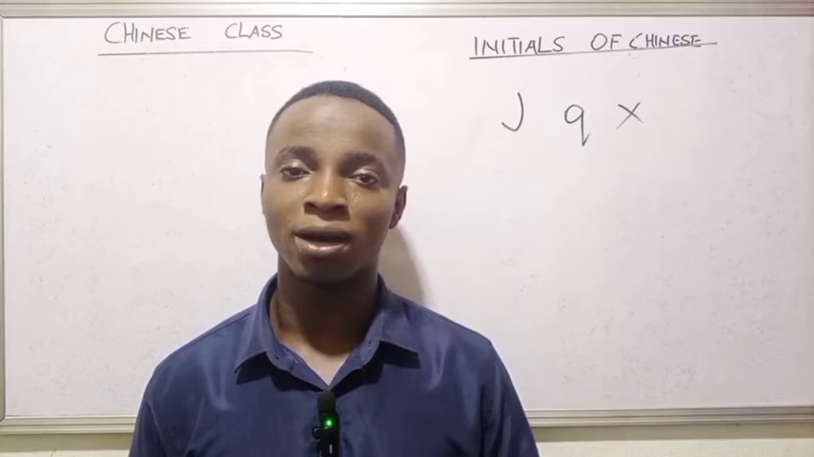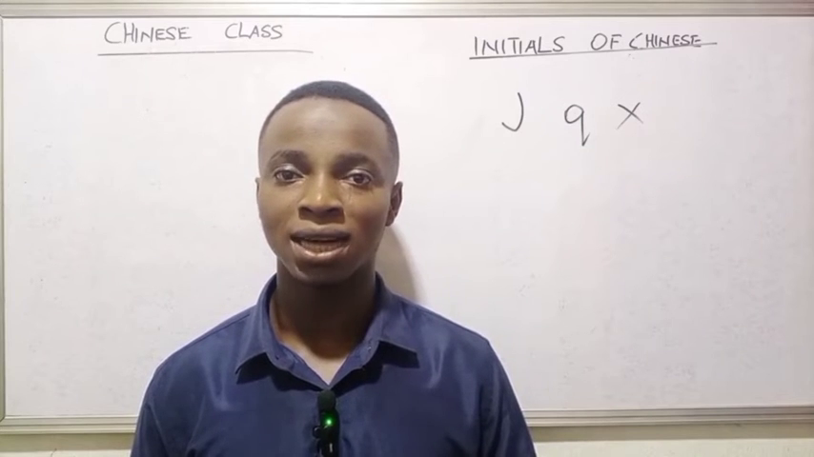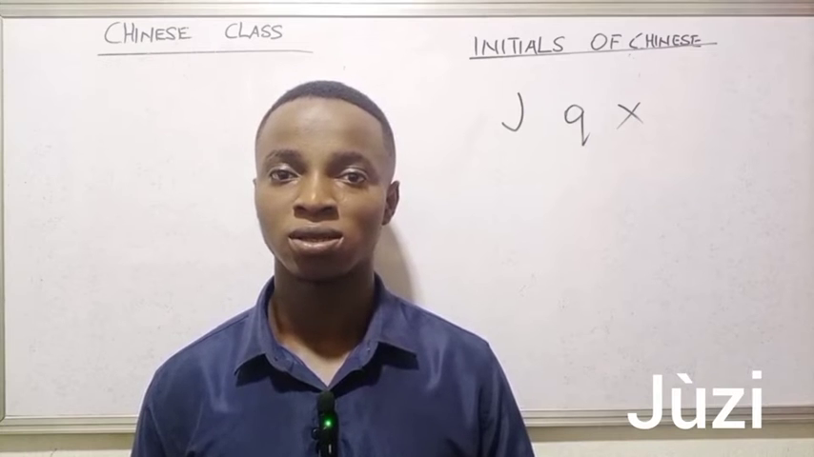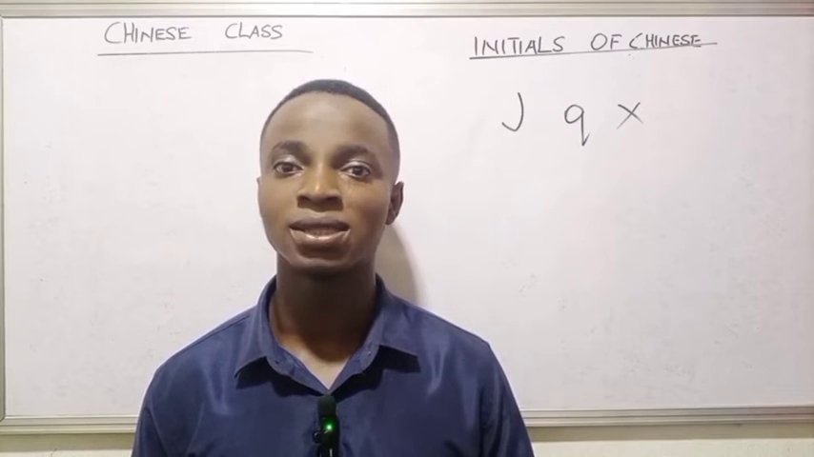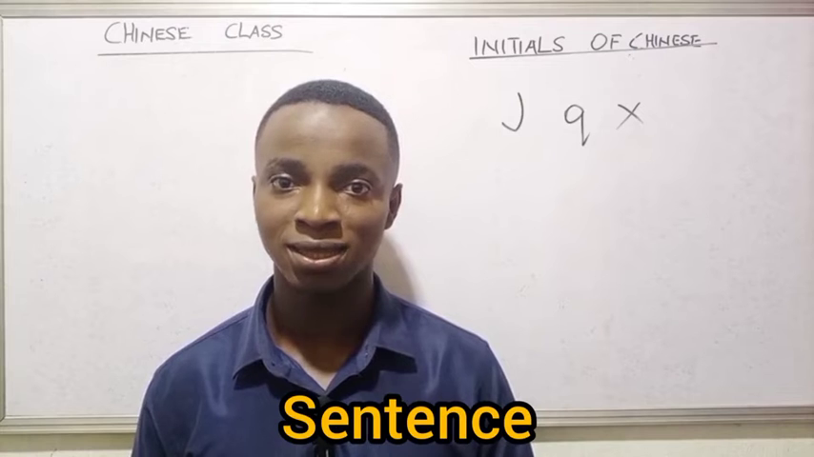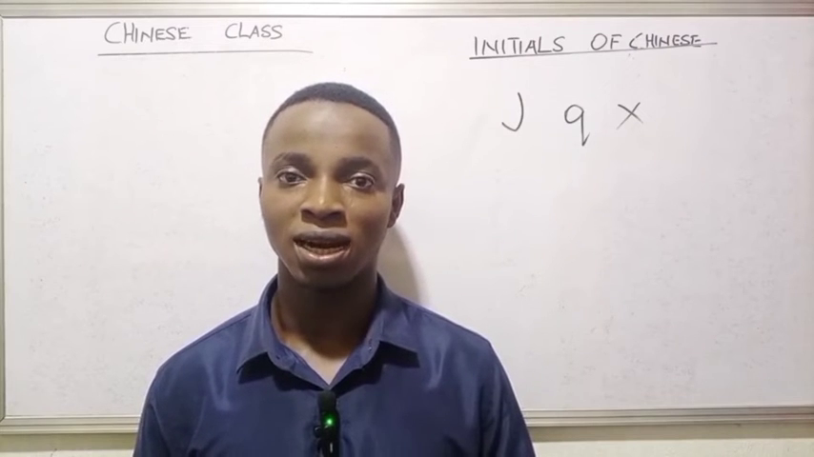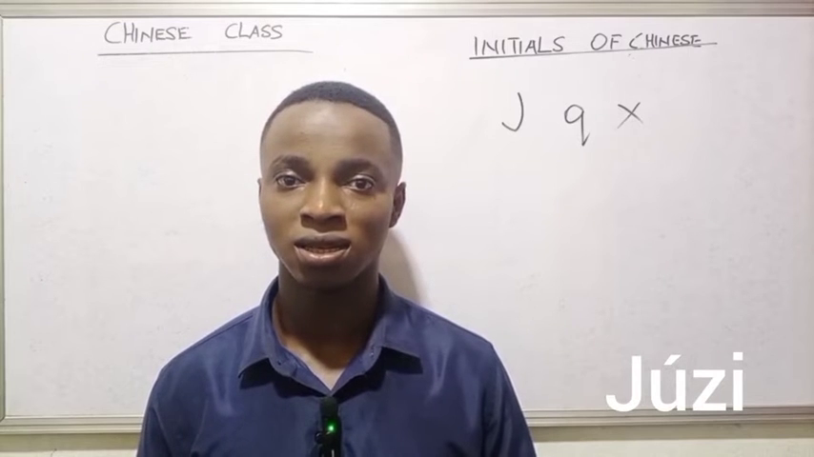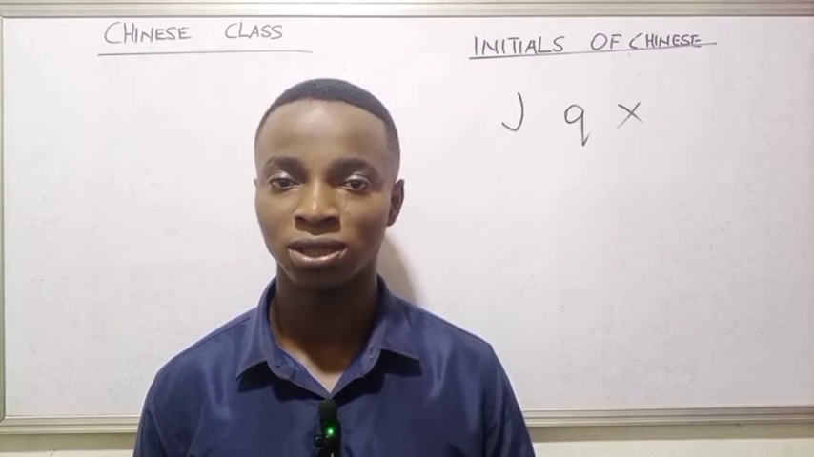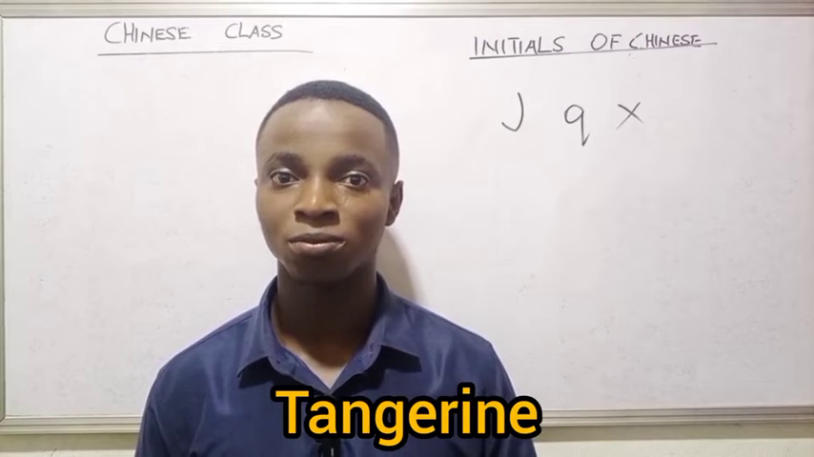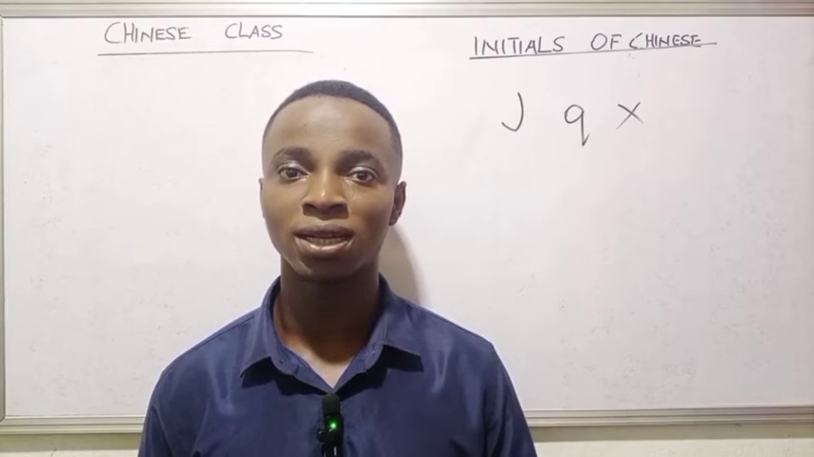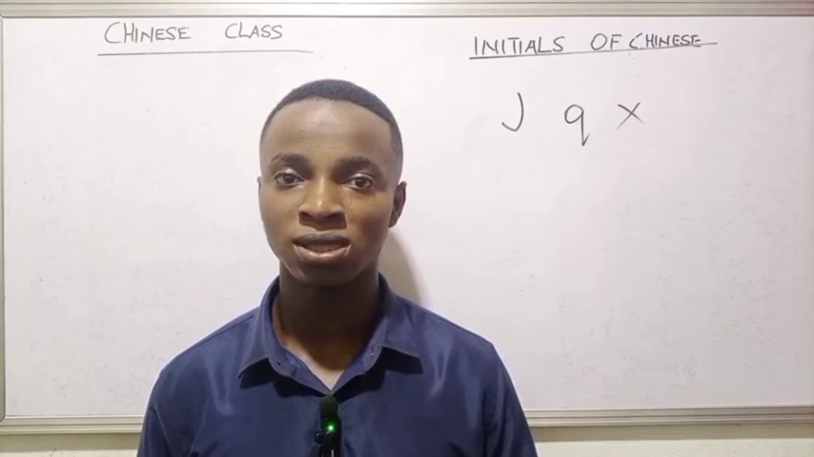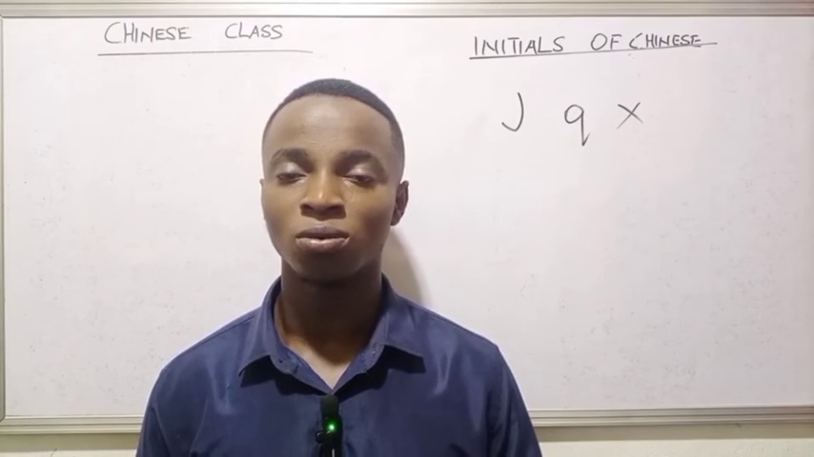Beautiful. So what about the u sound? So adding that, we have jute, jute, jute. What means sentence? Sentence, jute. Another one, jute, jute. What does that mean? It means tangerine, tangerine. Beautiful. The last one we can learn, chew, chew. Chiu, chiu.